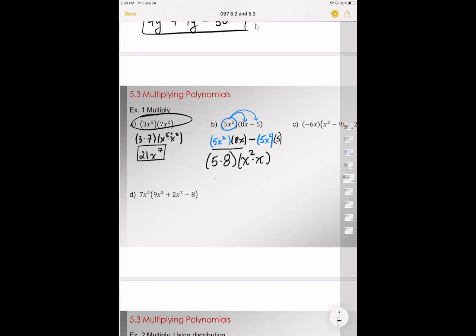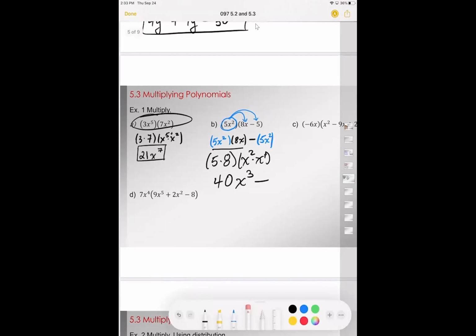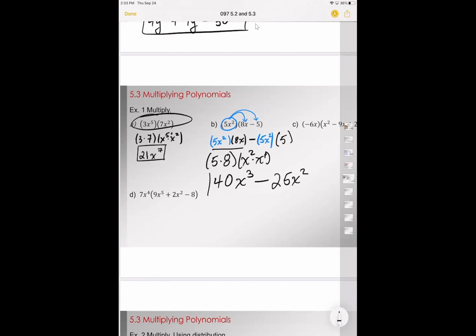And we know that 5 times 8 gives us 40, x to the second times x to the first, right? 1 power to give you x to the third. And what is 5 times 5? 5 times 5 will give me 25. And I have 25, I bring down my x squared. So when you distribute, when you multiply, this is what you have, which is 40x to the third minus 25x squared.